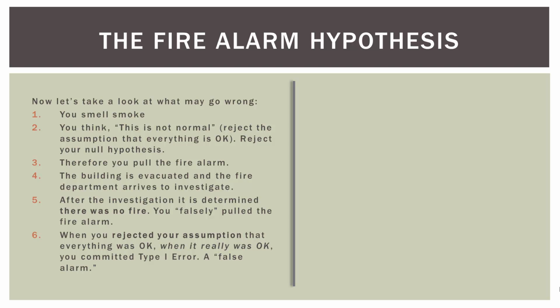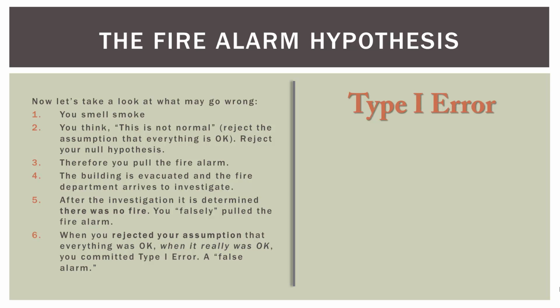Now, here's the way we interpret that. You looked at the situation, you said, this is not normal, I'm going to reject my assumption that everything is normal, and then you proceeded. So when you rejected your assumption that everything was okay, when it really was okay, because there was no fire, you committed type 1 error, or in this case, a false alarm.